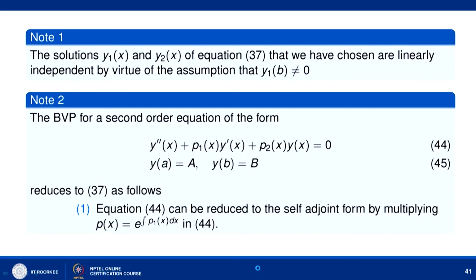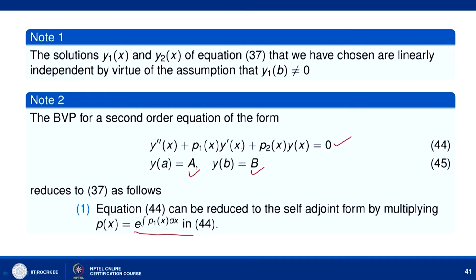Again I am repeating: suppose we have the equation y double dash x plus p1 x y dash x plus p2 x y x equal to 0, where I purposefully denote the coefficient of y double dash x as 1, along with the boundary conditions y a equal to a and y b equal to b, a non-homogeneous boundary condition. To retain self-adjointness, we multiply by the function e to the power integral of p1 x dx. Then this equation can be converted into self-adjoint form.